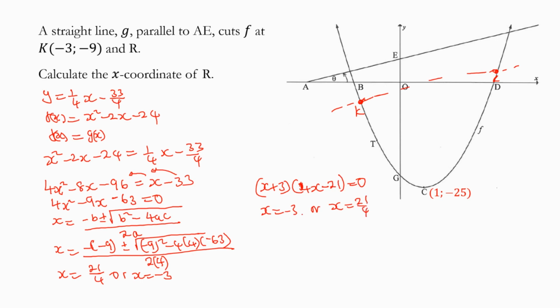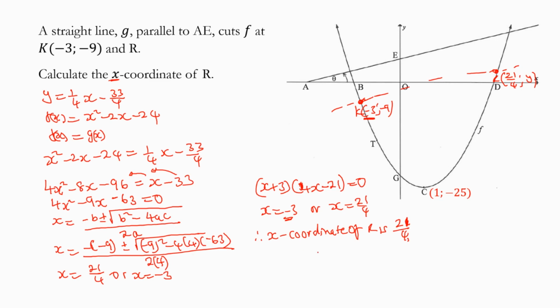Right, remember, we know that K here is negative 3 and negative 9. So this is the negative 3 we're getting here. It means the x for R is the one which is 21 over 4. But we don't know the y, and we're just asked to find the x coordinate. Therefore, the x coordinate of R is 21 over 4.